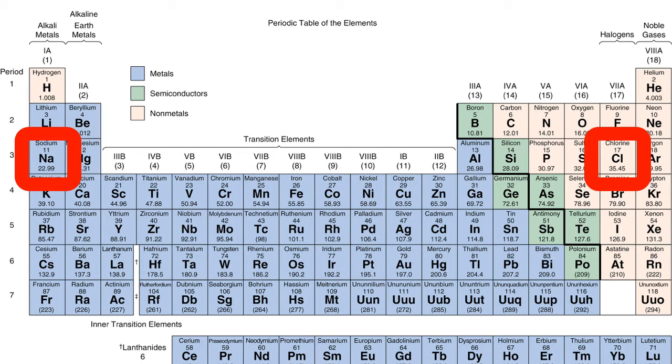So sodium, explosive when exposed to air. Chlorine. Chlorine is a gas at room temperature.